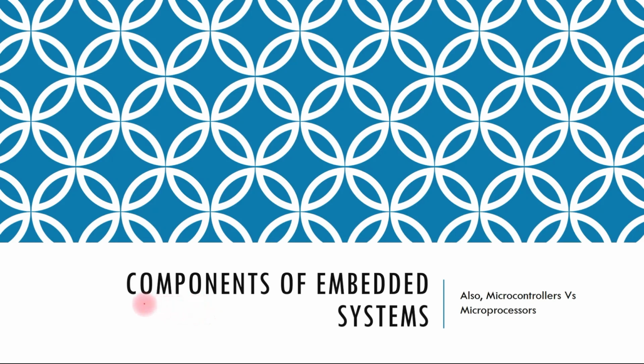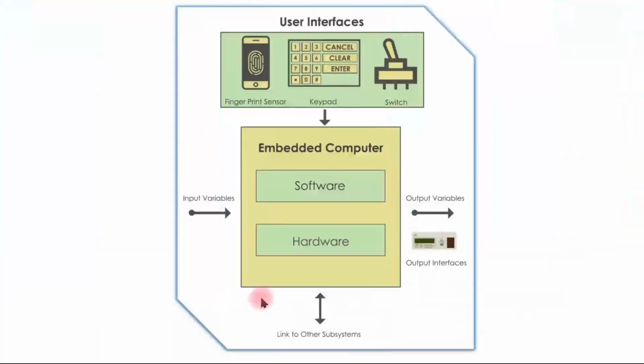So in this lecture, let us explore the various components of embedded system. Embedded system is a simple system, right? It has something called as embedded computer, and this embedded computer consists of a hardware, that is a processor along with some peripherals, and this hardware is under control of a software.